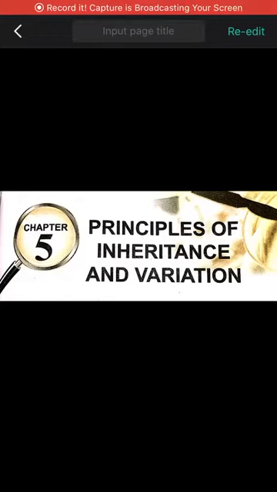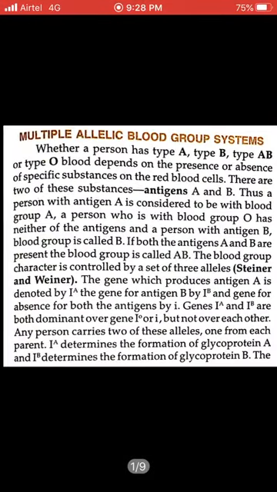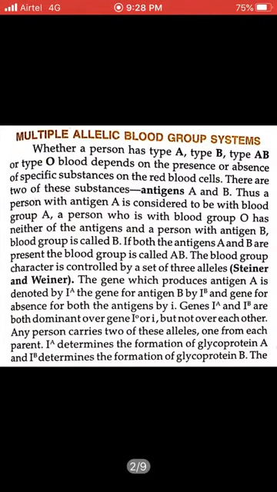Students, now we are going to take the next part of principle of inheritance and variation. In this topic today we are going to study about the blood groups. As we all know, human beings have multiple blood groups: type A, type B, type AB, and type O.